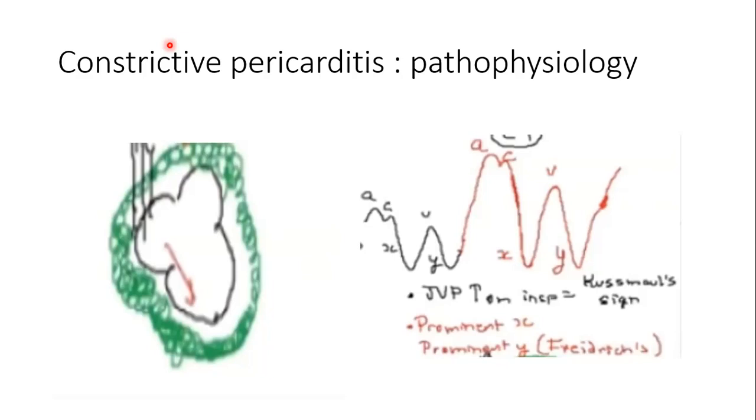So the first part of the X descent, from the peak of the A wave down to the C wave, is actually produced by atrial relaxation. Okay, so from the A wave down to the C wave is produced by atrial relaxation. And the rest of the X descent after closure of the tricuspid valve is actually produced by pulling of the AV annulus towards the apex of the heart during systole.